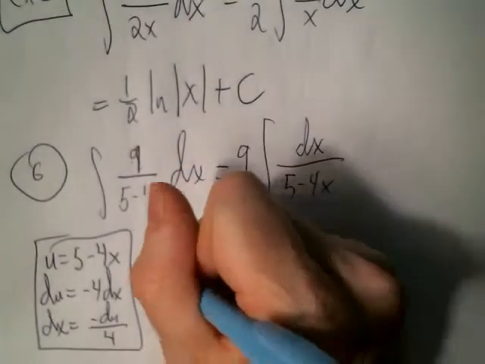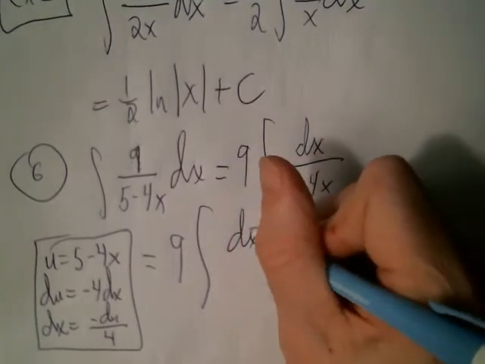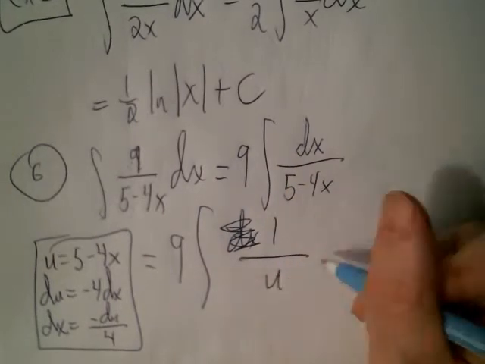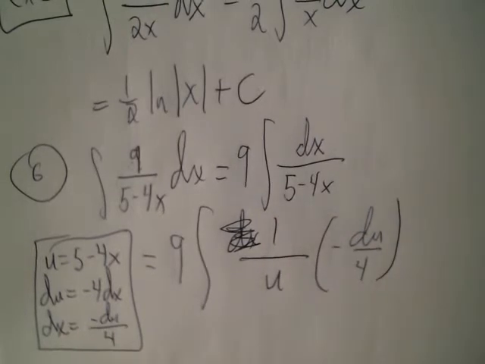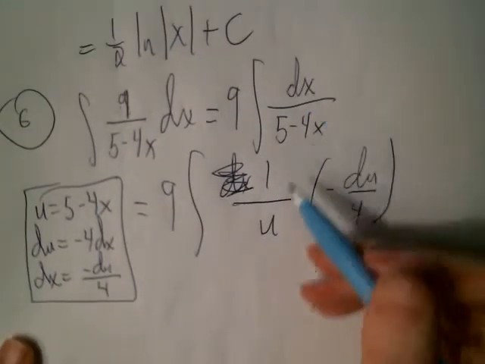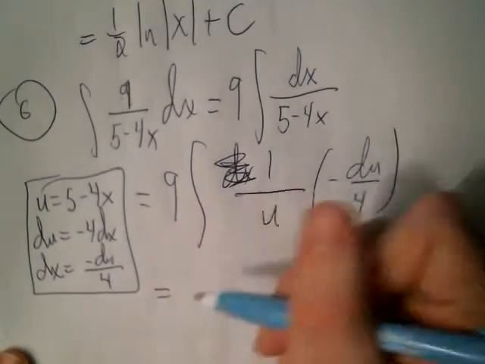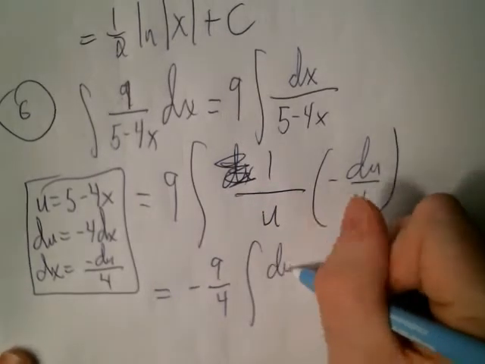And we're going to substitute that in. So 9 times the integral of dx all over, or sorry, du. Well, I'm going to have to rewrite dx. Okay, so it's 1 all over u times negative du all over 4. Maybe I shouldn't have rewritten it like that, right? Then you could factor out the constant of negative 1/4, so negative 9/4 times the integral of du over u.